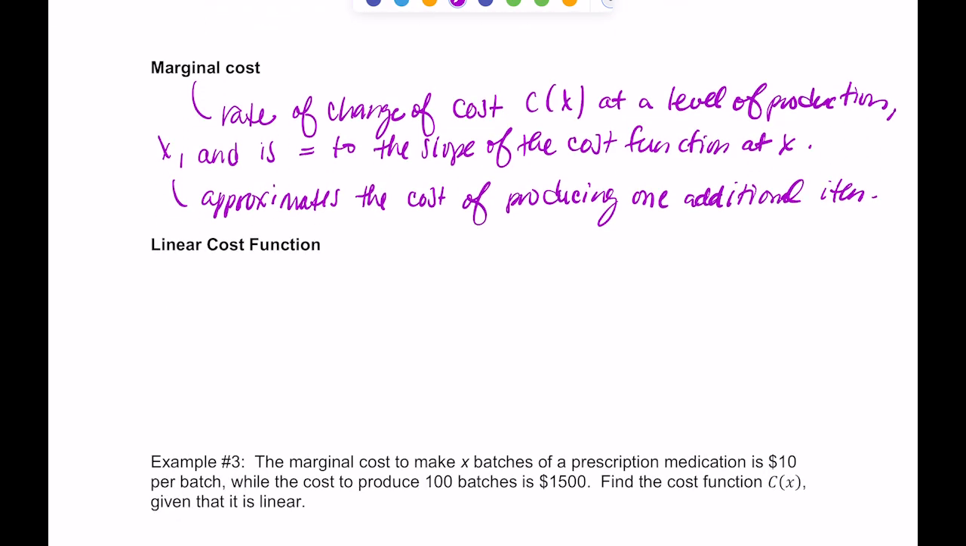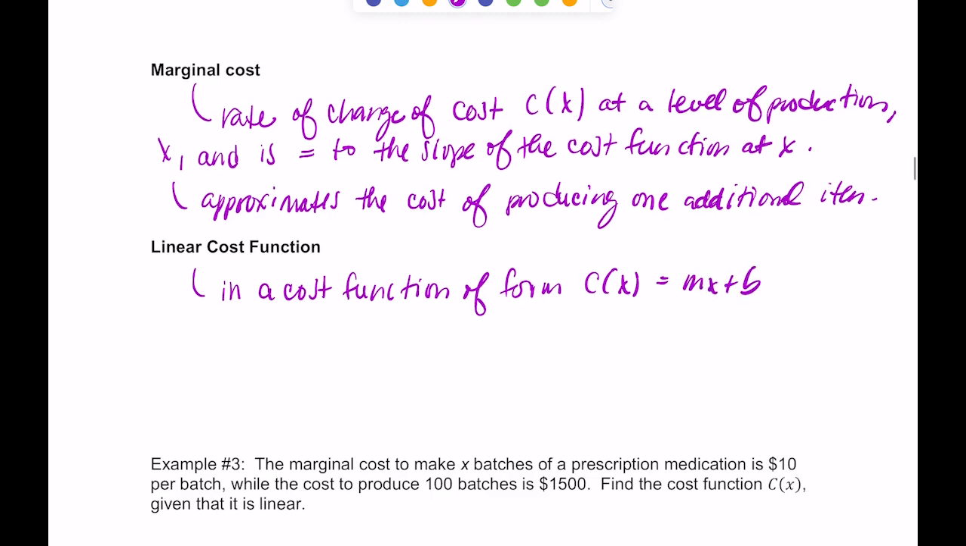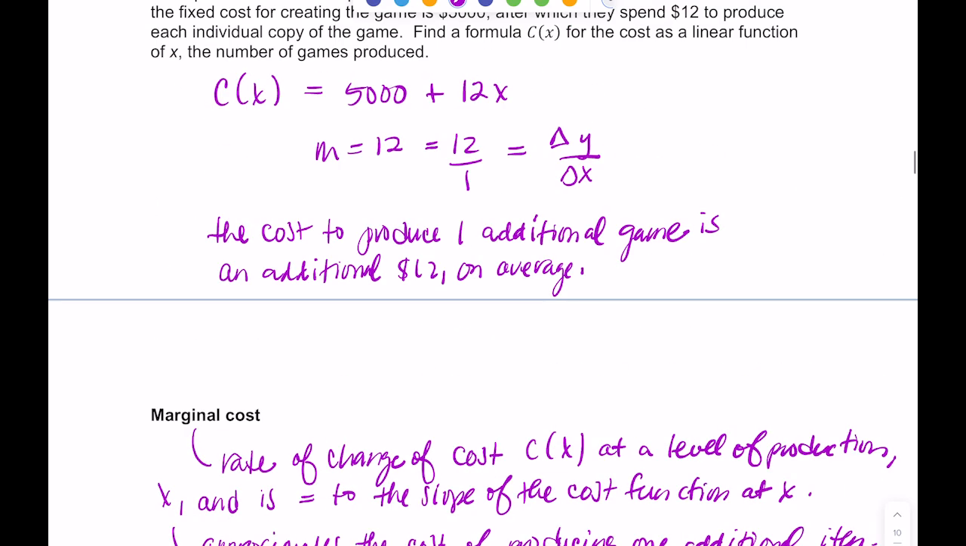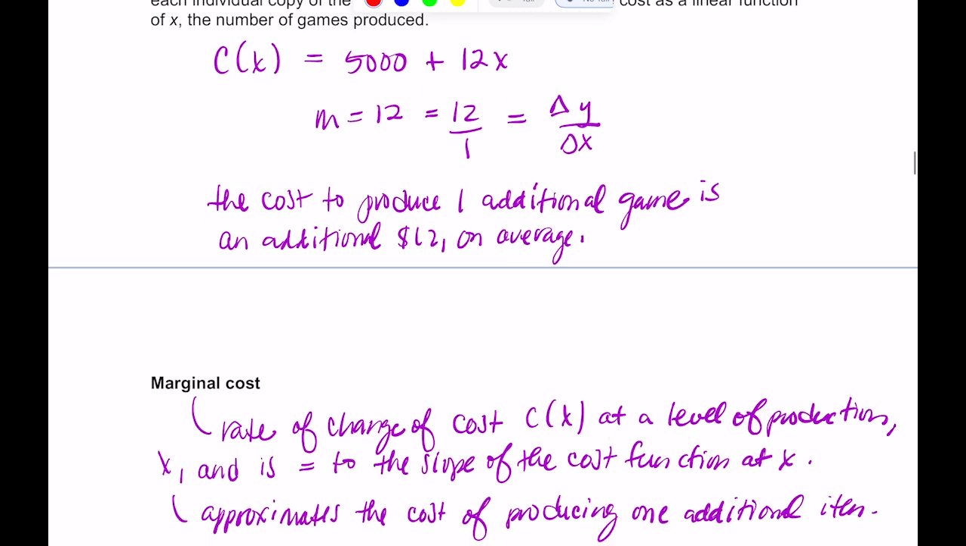And a linear cost function says that a cost function of the form C of x equals mx plus b is what the form was for the cost function in our previous example.